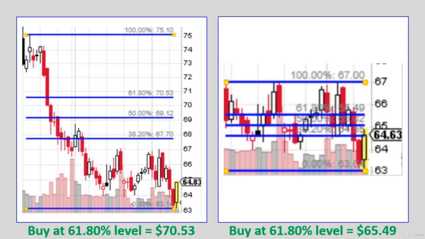So if you look at the longer time frame, the 45-day time frame on the left, and the 26-day time frame on the right, you can see that I would be buying at 61.8 once it got up to $70.53, up from 64.83 right now. If I look on the right, I'm still buying at a 61.8 level. It's just I changed my time frame. I'd be buying at $65.49. So what does this say? Is one better than the other? No, it's just different time frames.